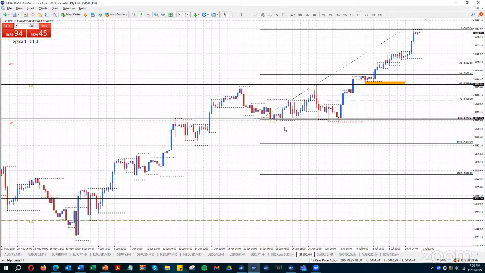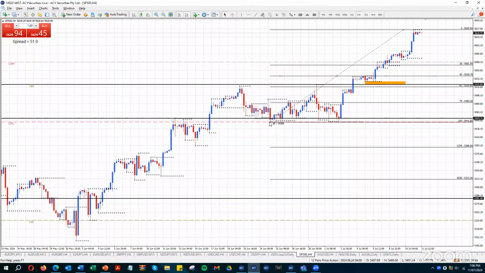Now, if that needs to come down to there. If the data tonight, if CPI rises, then the stock market will come down. So that would offer the opportunity for price to come down to this area, but we don't know what the data is going to bring.